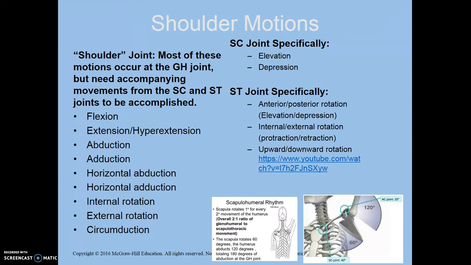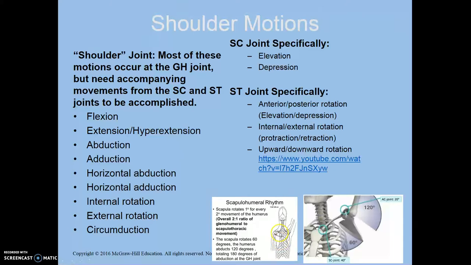I'm going to do a separate video for this where I show you these motions just to review your memory in case you've forgotten from A&P. But I do want to mention that we have what's called a scapulohumeral rhythm. For every 2 degrees of motion that we have at the humerus, getting this from here up to here, the scapula has to move 1 degree.